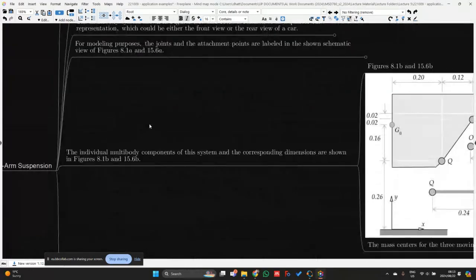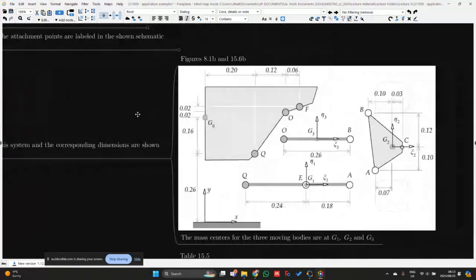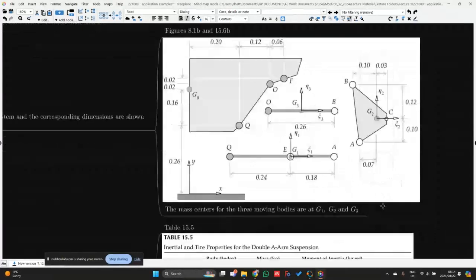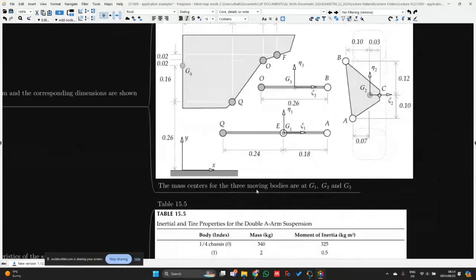Okay, so the individual multi-body components of this system and the corresponding dimensions are shown in this figure over here. We just break everything up and give it with respect to the global coordinate system and then the local coordinate systems on each body as well. The mass centers for the 3 moving bodies are then denoted as G1, G2, and G3.